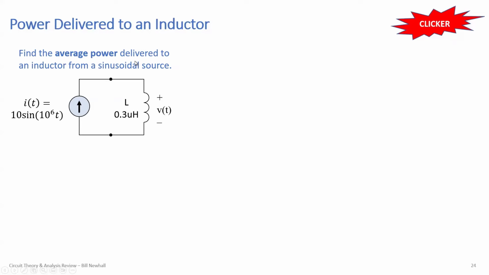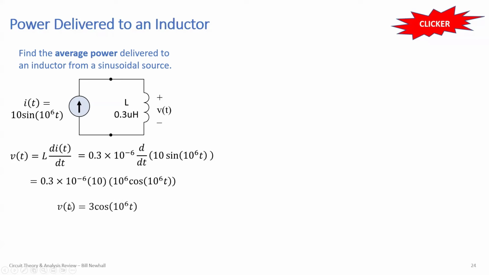So here, find the average power delivered to an inductor from a sinusoidal source. You take this current source and you set it up in lab, 10 sine(10^6 t), and you connect that directly to an inductor of 0.3 microhenries. And so you have a current flowing through that inductor, you have a voltage across that inductor. The voltage is L di/dt. We can calculate that. L is 0.3 microhenries, I is 10 sine(10^6 t), so you get this. V of t is 3 volts peak, cosine(10^6 t) radians per second.